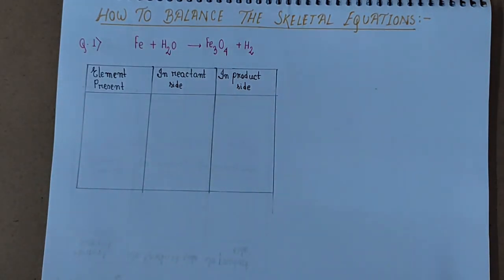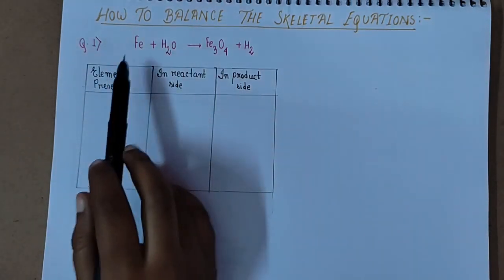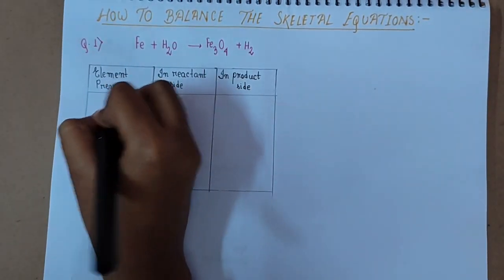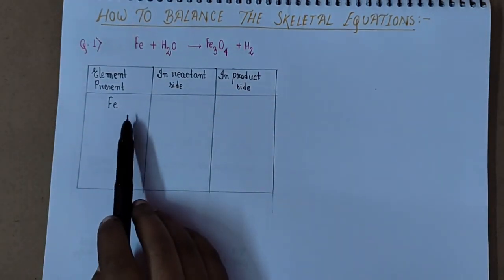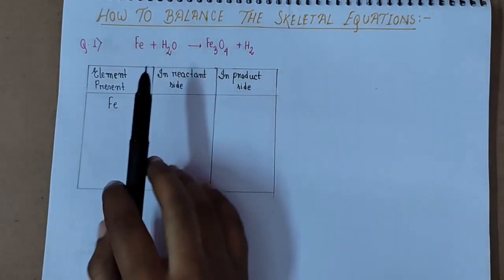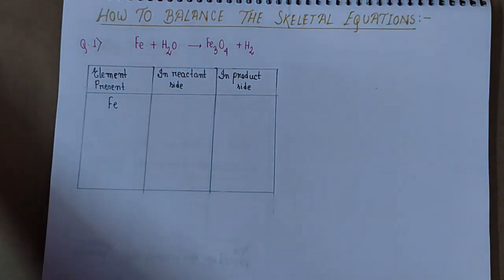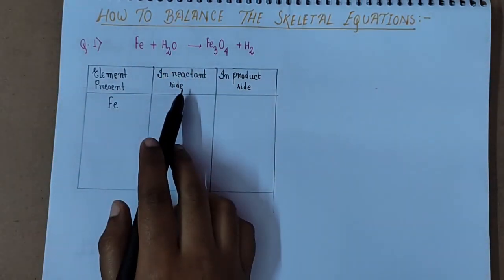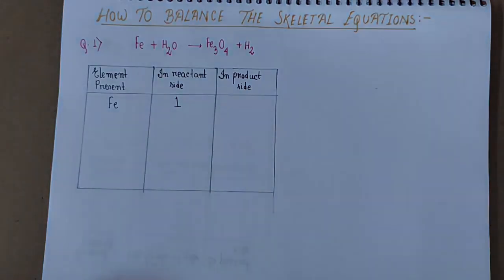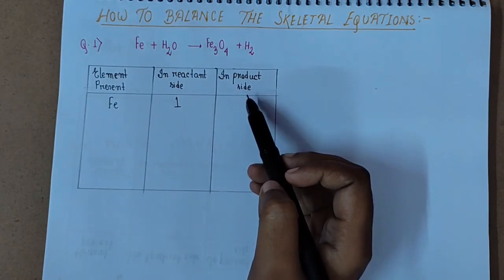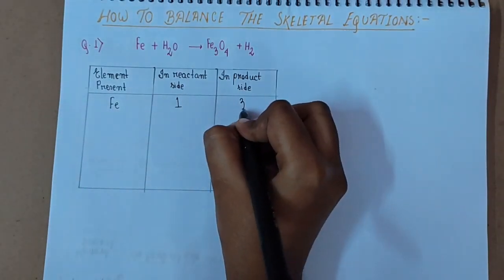So first, you have to write down what are the elements present in this skeletal equation. So Fe, that means iron. So I am writing Fe in the first column. So now count the number of atoms of Fe in the reactant side as well as in the product side. So in the reactant side, obviously Fe is present. The atom of Fe is 1. And in the product side, the atom of iron is 3.